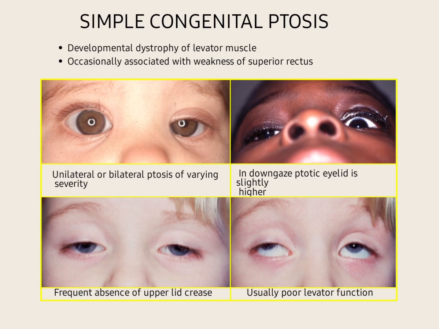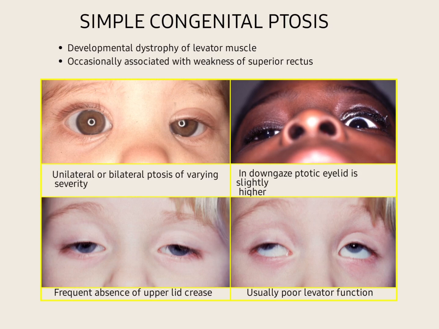slide, you'd see developmental dystrophy of the levator muscle, occasionally associated with weakness of the superior rectus. Like in the picture on the top left, it shows unilateral or bilateral ptosis of varying severity. So there is ptosis in both eyes, but the severity is different. While in the picture on the top right, in a down gaze, the ptotic eyelid is slightly higher.